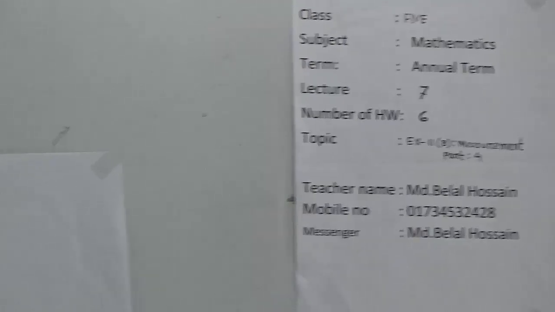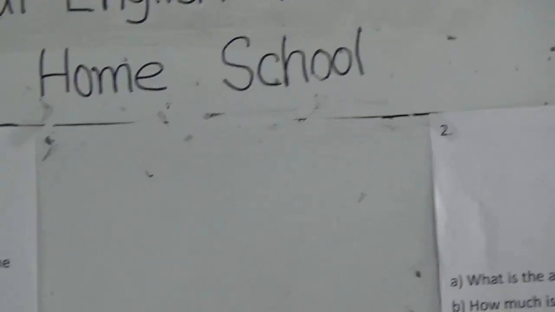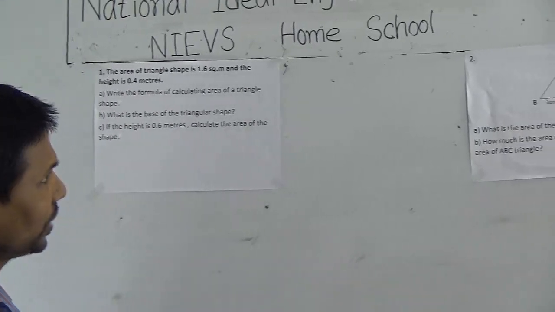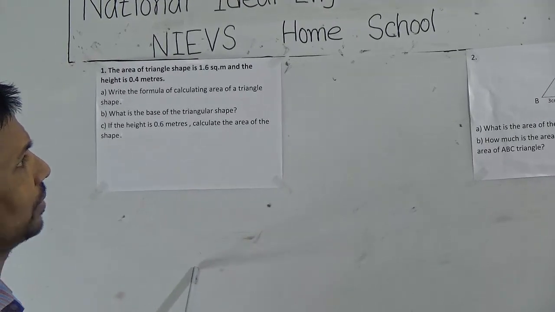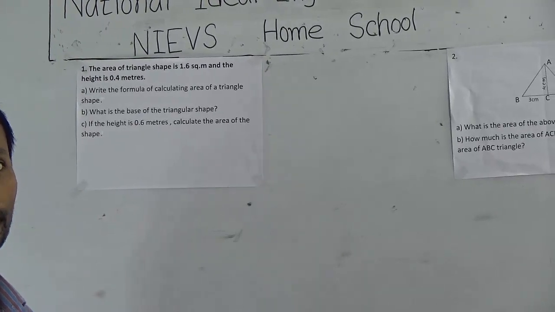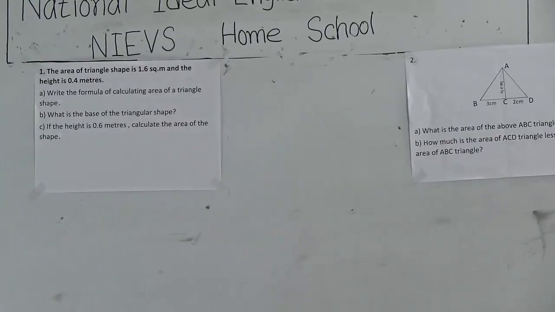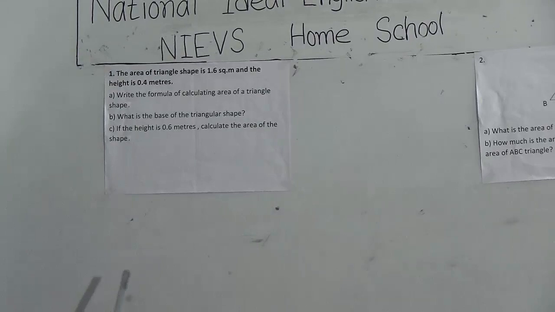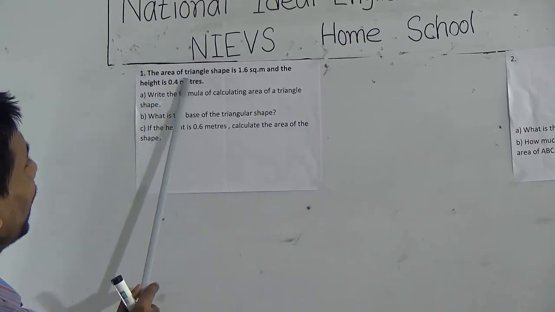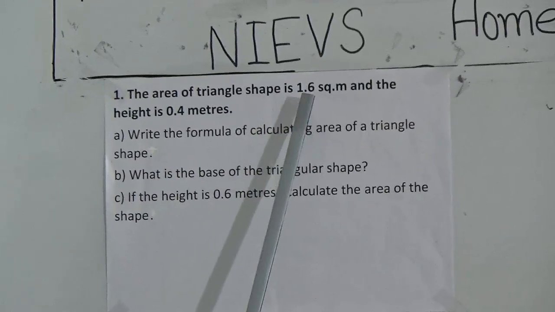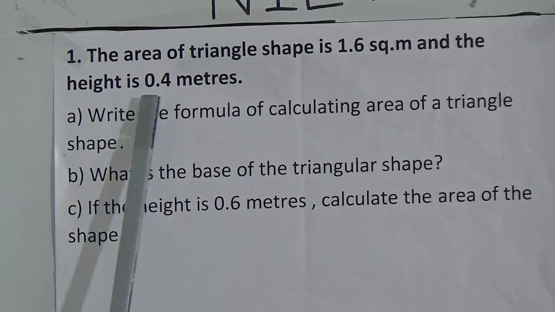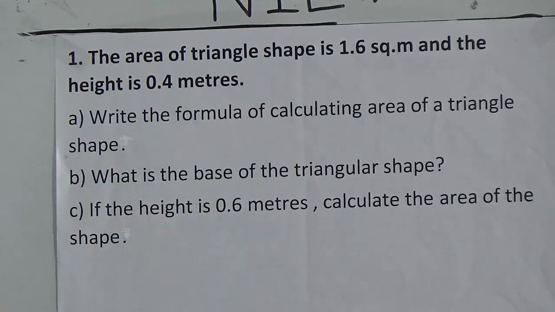Look, dear student, today I have selected two CBQ questions, which will be taken from exercise 11B. At first you read. Creative question number 1. The area of a triangle shape is 1.6 square meter and the height is 0.4 meters.